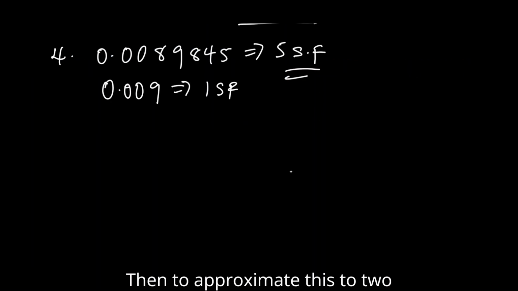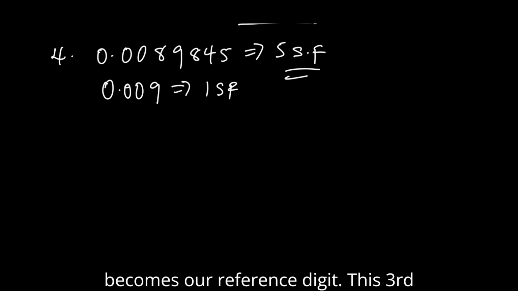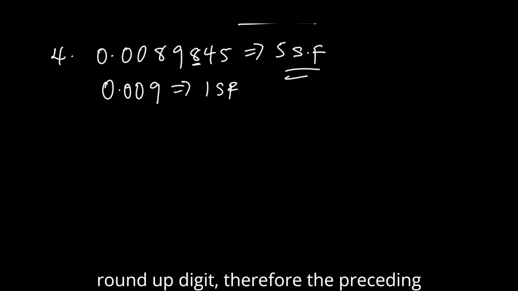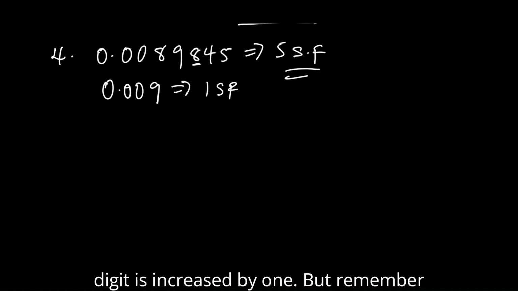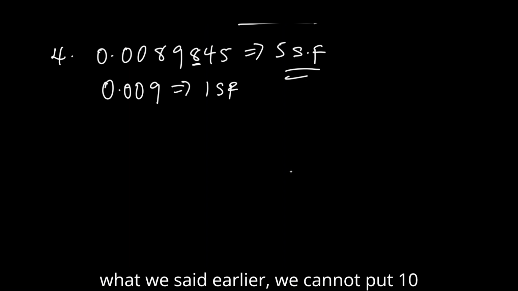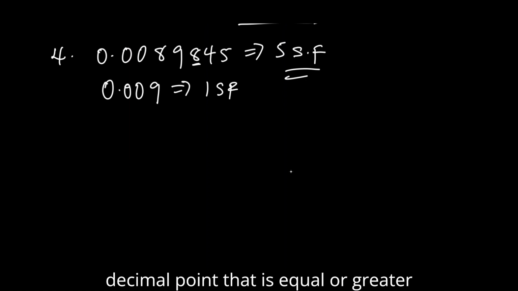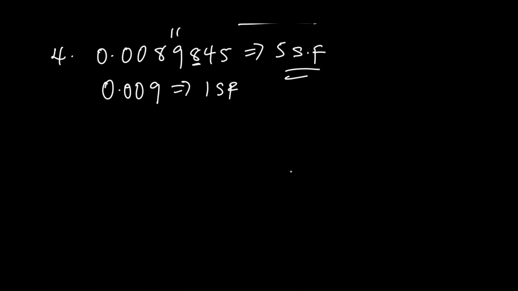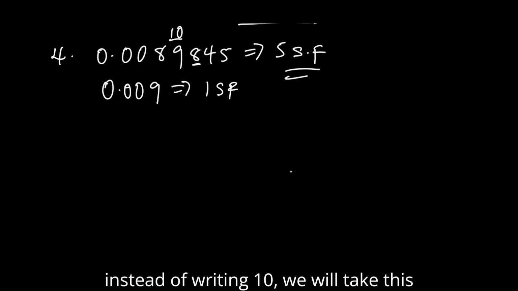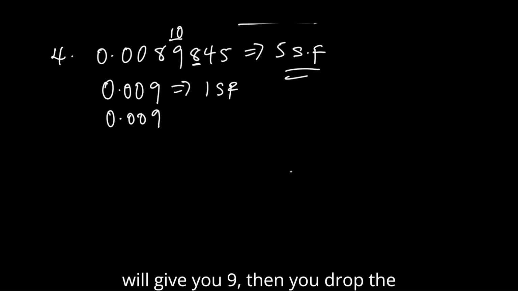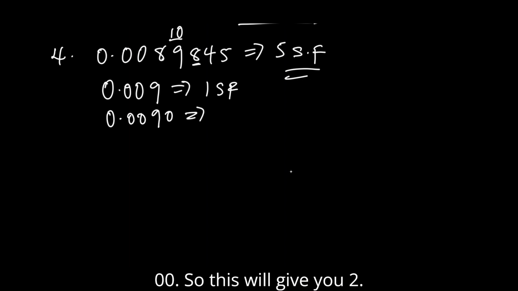Then to approximate this to two significant figures, the third digit becomes our reference digit. This third digit is 8. 8 is a round-up digit, therefore the preceding digit is increased by 1. But remember what we said earlier, we cannot put 10 here because there is no number after the decimal point that is equal or greater than 10. What we will do is, instead of writing 10, we will take this one and add it here, then drop the 0, and this will become 0.009. 1 plus 8 will give you 9, then you drop the 0. So this will give you two significant figures.